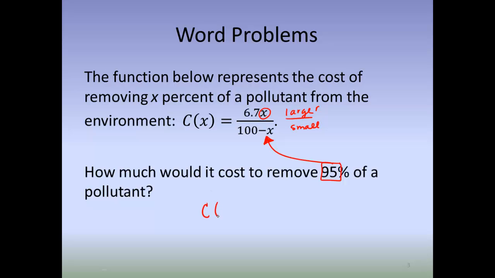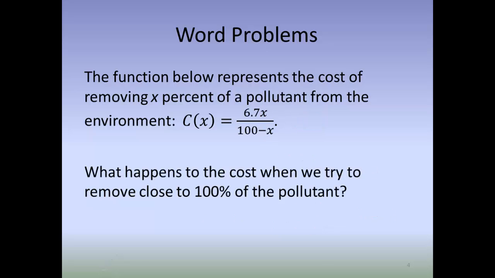So this one, C of 95, will equal 6.7 times 95. Careful when you divide, and you might as well in this case divide by 5. That will give me 127.3. I don't know if this is thousands of dollars. I haven't indicated that, so I'm okay leaving it right here right now.